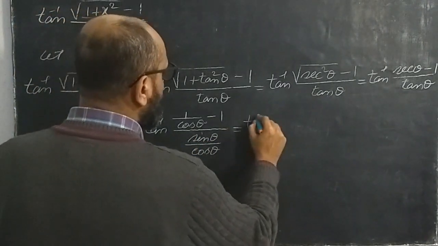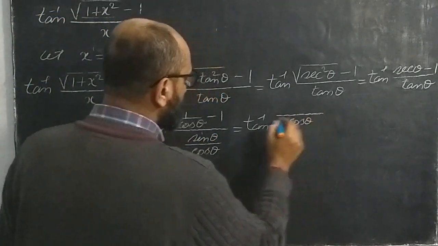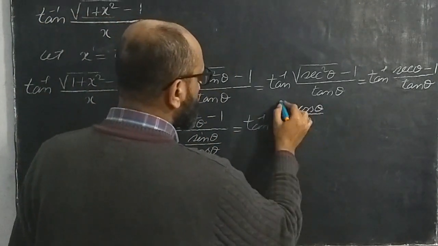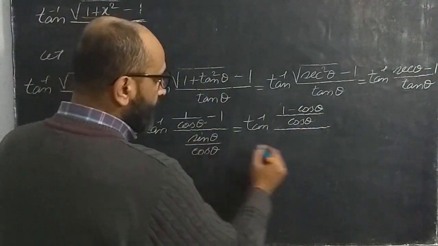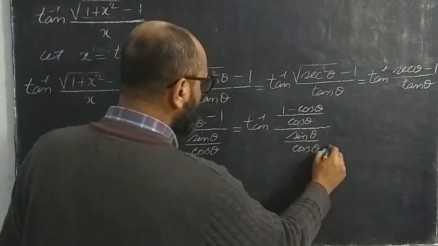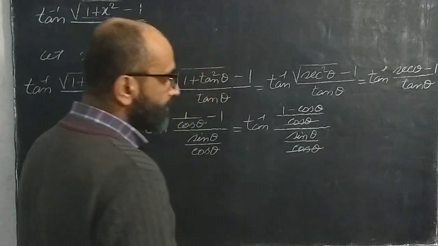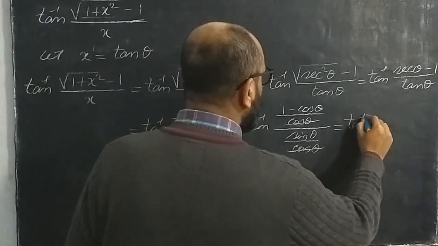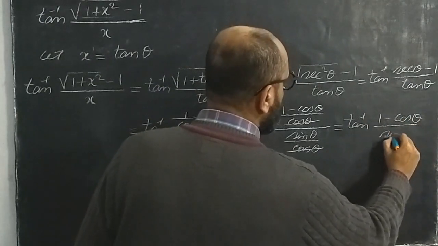Now tan inverse, in the numerator we take LCM cos theta, so in the numerator of this fraction we get 1 minus cos theta. This expression is in the main numerator of this expression. In the denominator we have sine theta upon cos theta. So the denominators of denominator and numerator are cancelled because these are identical, and we get tan inverse 1 minus cos theta upon sine theta.